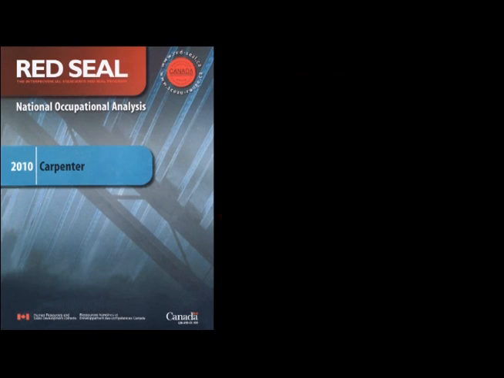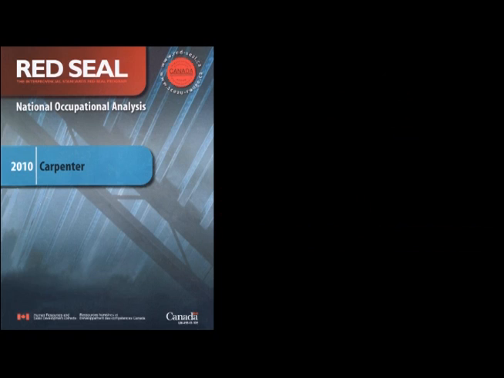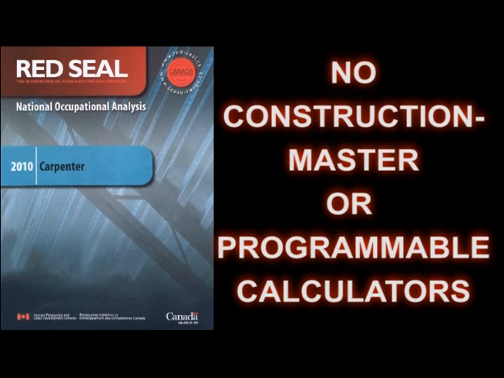Also, you're going to be able to use a calculator. You cannot use the calculator on your cell phone. They're going to collect your cell phone before you write the exam, so you're going to have to check your cell phone at the door when you come into the room. Also, Construction Master calculators you cannot use, or programmable calculators, so be aware of that. A basic calculator with a square root function is what you need.